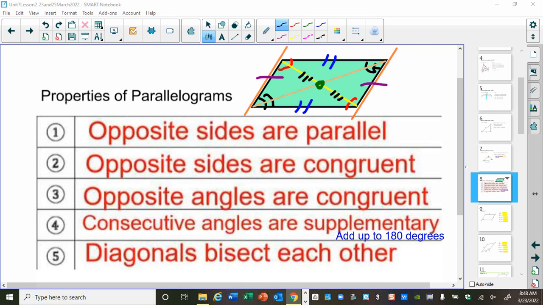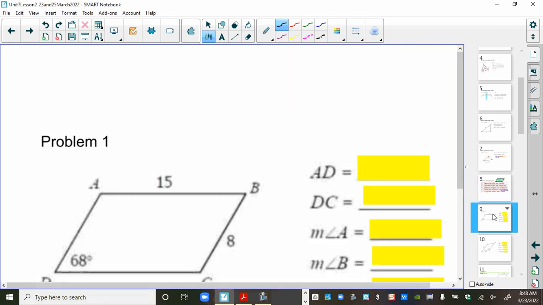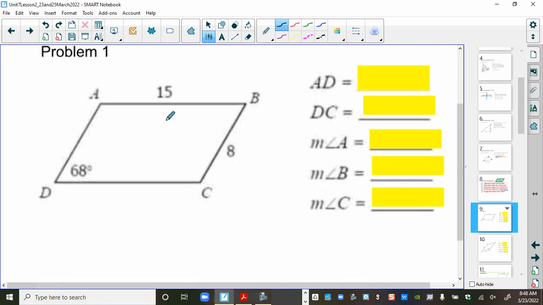All right, we're going to move on. Actually, let's look at the first slide before we get back to it. But given those rules, I want you to think about AD, DC, and the measure of angles A, B, and C. Given what I told you, what might be the measurements of these two sides and these three angles? So work on that for like a minute. Think about the rules that I just told you.